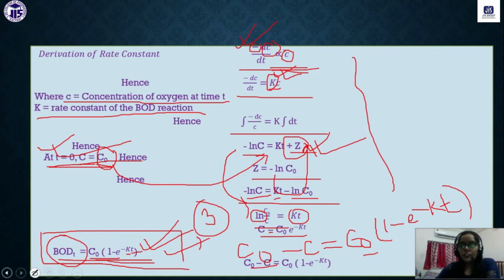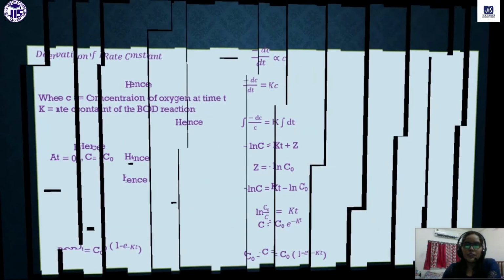Whatever I have written, that is C0 minus C equals C0 into 1 minus e to the power minus kt. So this is all about the derivation of the rate constant.